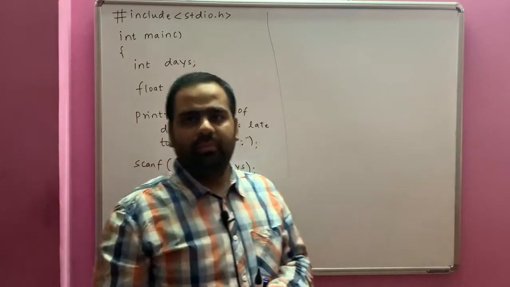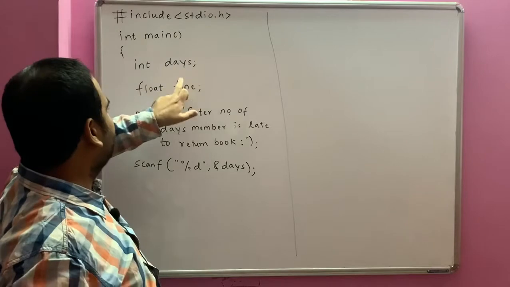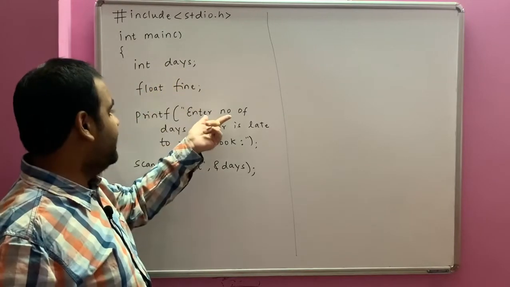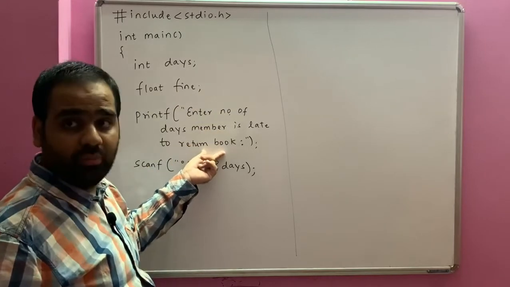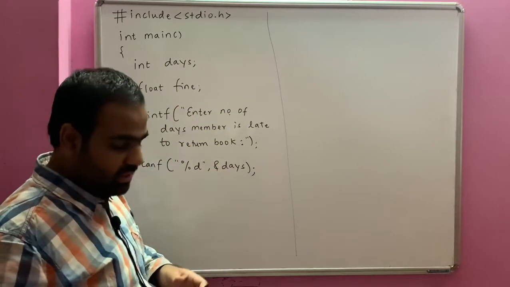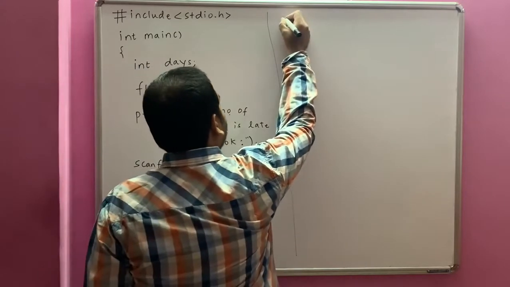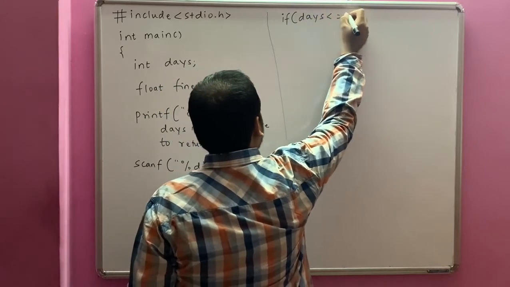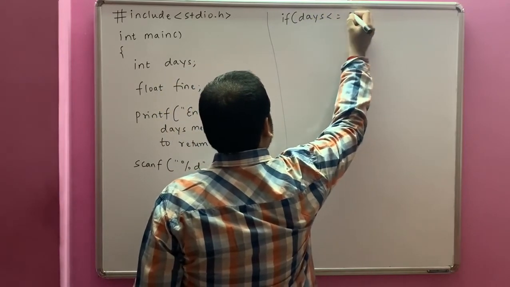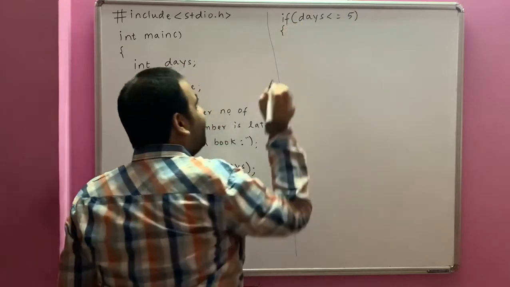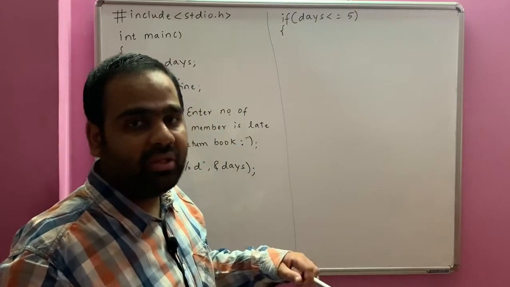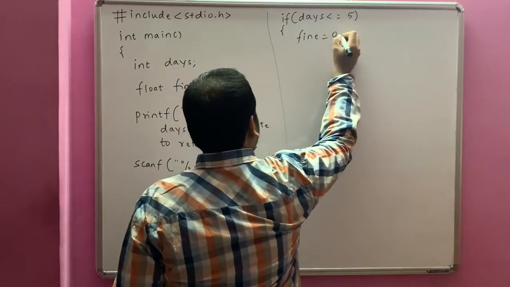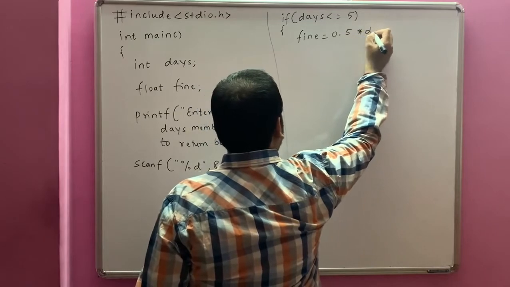Let us see the program. We say int days, that is the input, fine is the output. We say enter number of days member is late to return the book and we read it in days. Now we know what is the first condition. If the number of days is less than or equal to 5, what is the fine? 50 paisa per day. Therefore, we say here fine is equal to 0.5 into number of days.